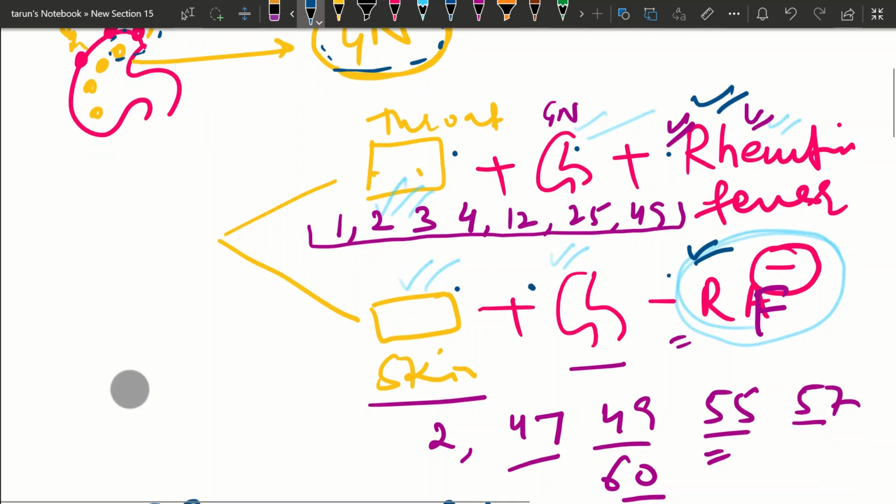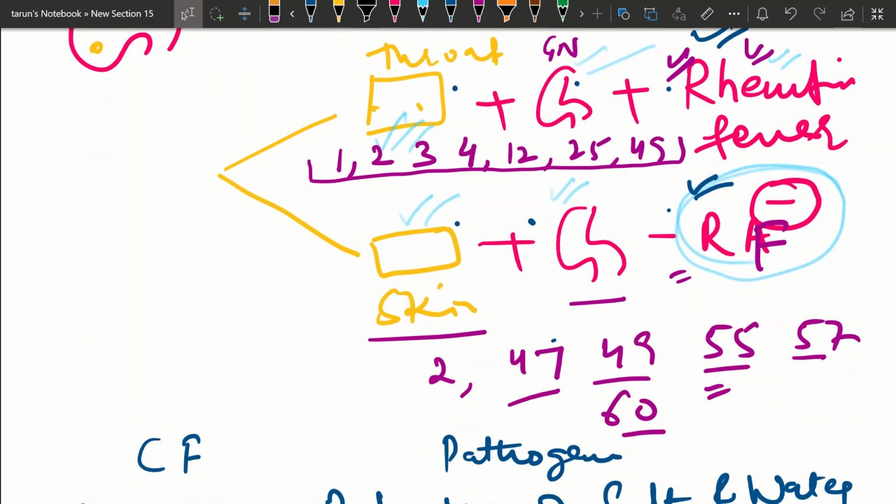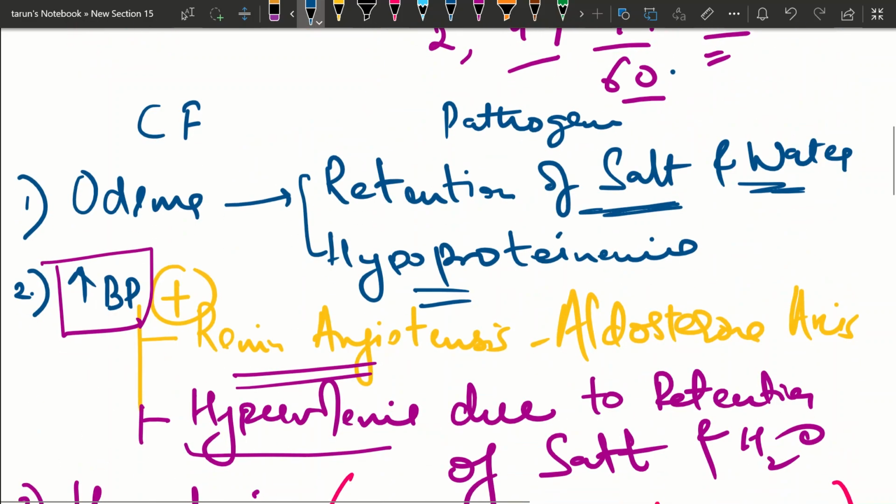The strains which involve the skin and the kidney are 2, 47, 49, 55, 57 and 60, and the strains which involve the throat, that is they cause the pharyngitis or tonsillitis we can say, are 1, 2, 3, 4, 12, 25, 49. Now we'll also discuss the pathogenesis of the clinical features.